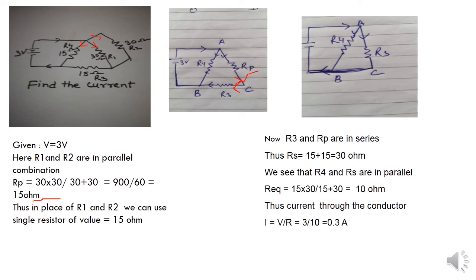So RP and R3 will be in series combination. We have to find RP and R3 in series. RP we have found as 15 ohm and this is also 15 ohm, so the total resistance in series combination will be 30 ohm. Now the circuit reduces like this. In place of RP and R3 we are writing RS. Here the circuit reduces to one branch and another branch. These two are in parallel combination, so we find the equivalent resistance. In parallel combination it comes to be 10 ohm. Now what we have to find is the current. Here the potential difference is given as 3 volt. Then using Ohm's law, I is equal to V upon R, we get the value of current as 0.3 ampere.